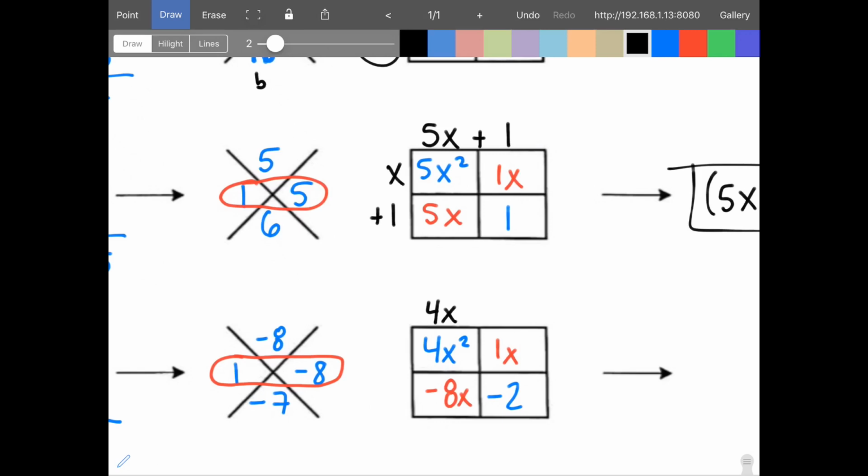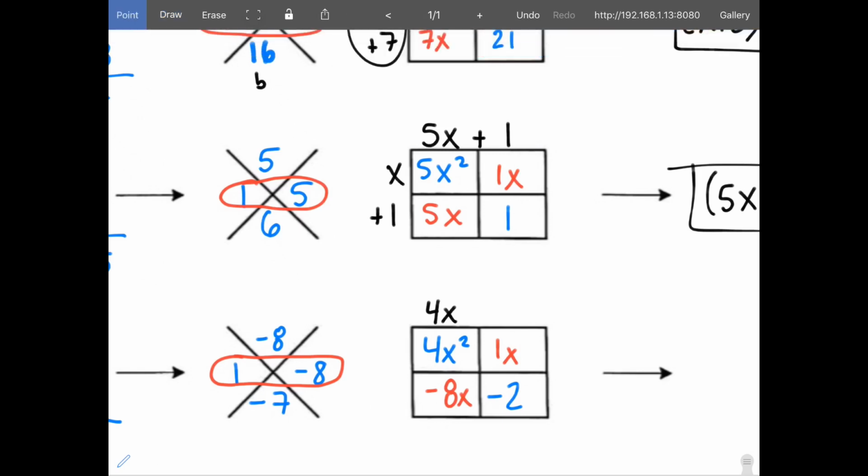When you're taking these out, you're actually finding the area of each box. What I mean by that is, you see this box is 5x squared. What is this side? This side is 5x and this side is x, right? What's x times 5x? That gets you 5x squared, right? What about this box? This length is 5x and this length is 1. So 1 times 5x is the inside, 5x.